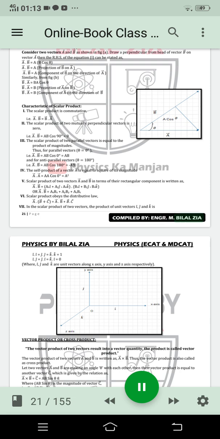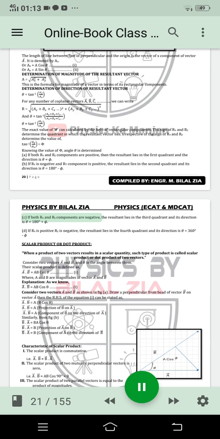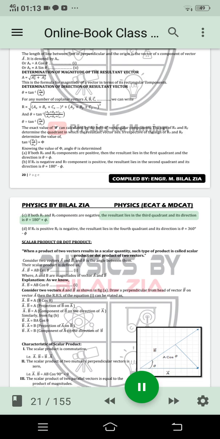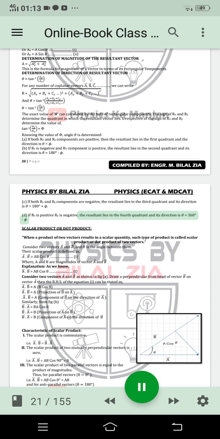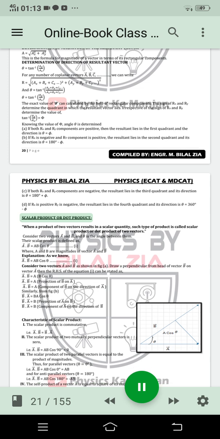C. If both Rx and Ry components are negative, the resultant lies in the third quadrant and its direction is theta equals 180 degrees plus phi. D. If Rx is positive and Ry is negative, the resultant lies in the fourth quadrant and its direction is theta equals 360 degrees minus phi. Scalar product or dot product.